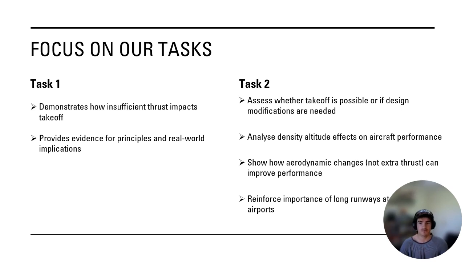Then for our second task, we'll be applying the reduced thrust setting that has been found from the first task and to use this at Cusco Airport. This high altitude location will help determine whether the aircraft can still take off, as well as if a design modification is needed to improve performance.